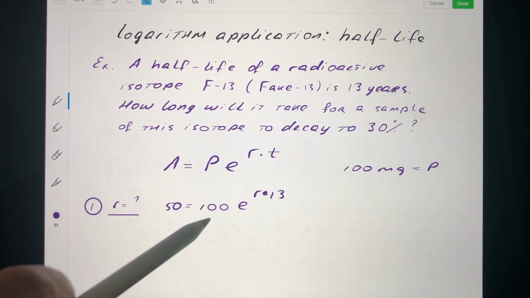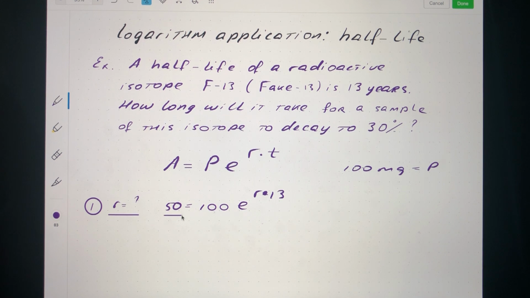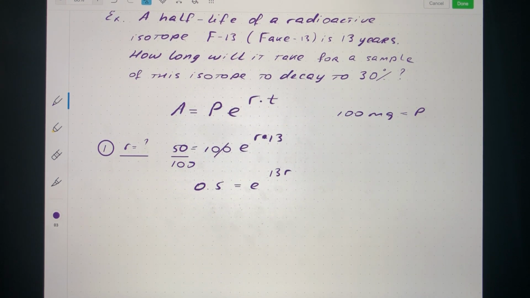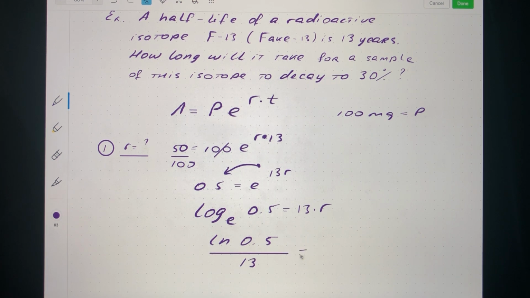So to get to the rate, we need to undo multiplication by 100. To do this, we divide both sides by 100. That makes 0.5 equals e to the 13r. And this is an exponential equation, and to solve it, we use logarithms. So we have logarithm base e, and then the input and the output switch places. Logarithm base e is ln, natural log, and the only thing left to do is undo multiplication by 13. We divide both sides by 13, and this is the rate. That's the end of the first step.